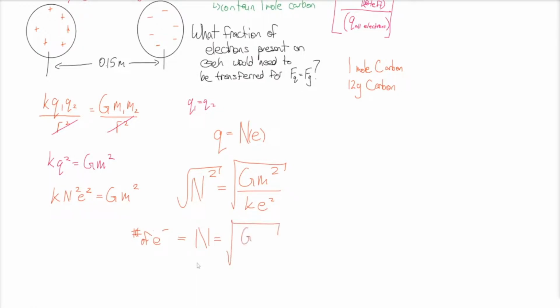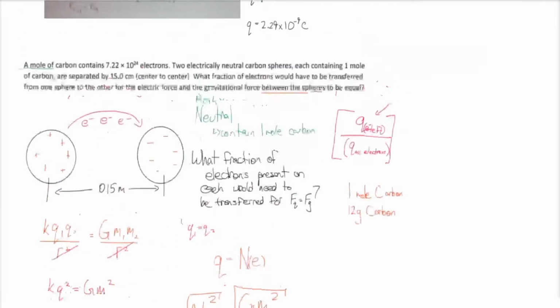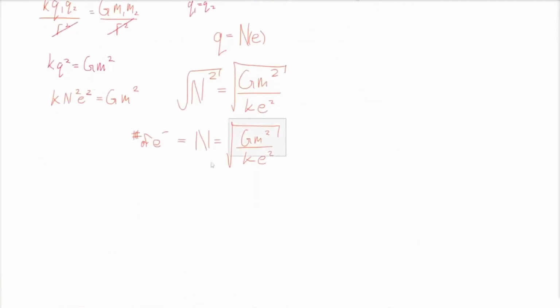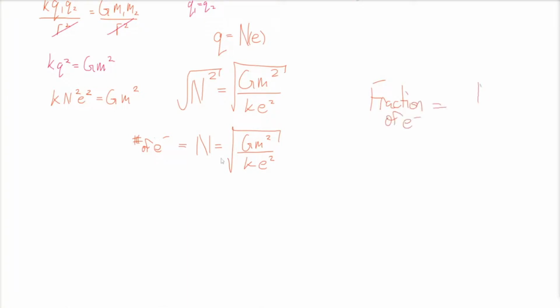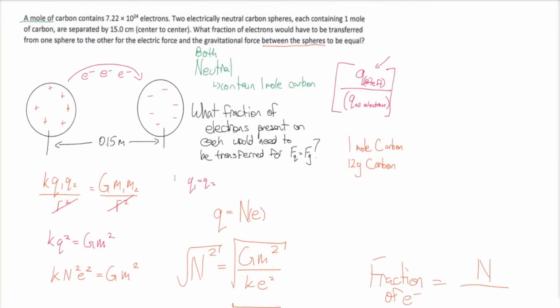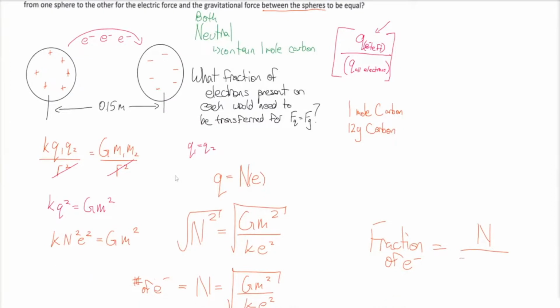And then that we will compare to our starting value of how many we had here, because that's the total number we had. This will be the number that kind of got transferred, and then we'll come up with a fraction based on that, right? So the fraction of electrons. Yeah, it's a little sneaky, right?